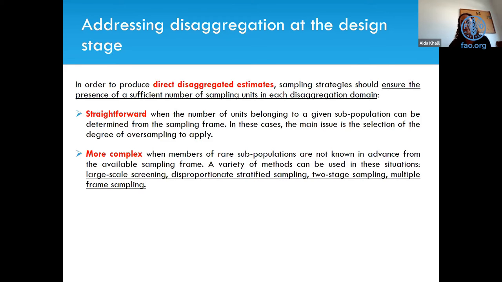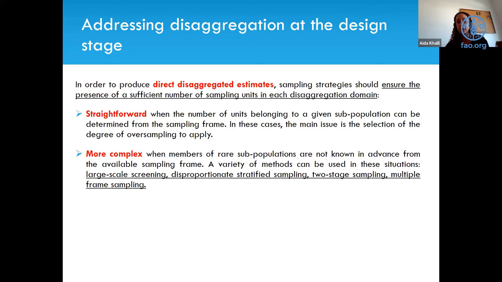And this approach may be straightforward when the number of units belonging to a given subpopulation can be determined from the sampling frame. In this case, we only have to choose the degree of oversampling to apply. Of course, this will come with a cost.